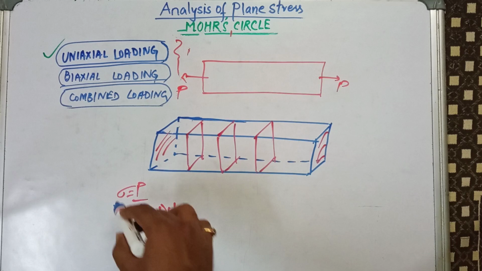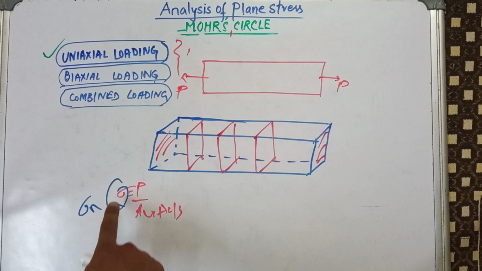That means sigma equals P upon A. So definitely sigma is the normal stress. Sigma n, I am writing. Is it clear? Sigma is the normal stress. Sigma n, I am writing. You can see that at these normal planes, or at these cross-sectional planes, I must say, there is only normal stress. Shear stress is zero.